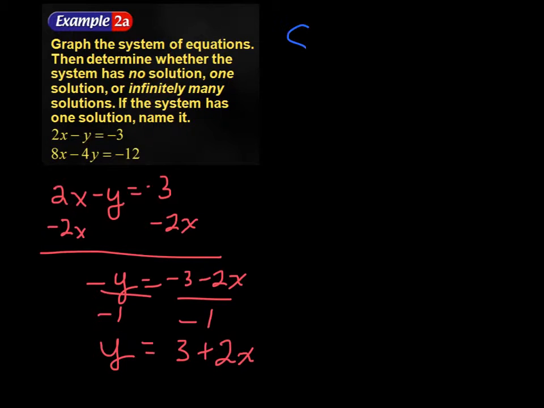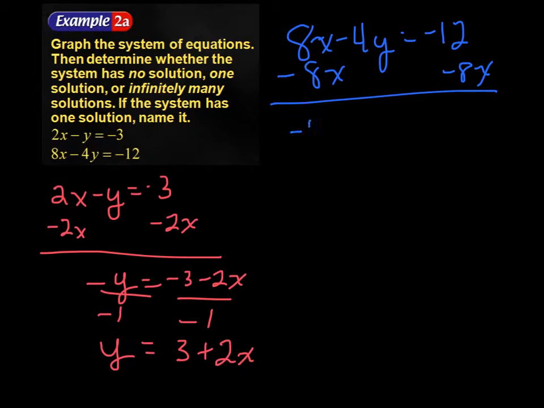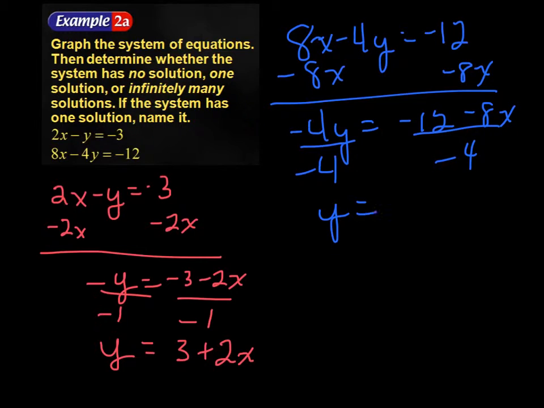And then my other equation, 8x minus 4y equals -12. Subtract 8x. So negative 4y equals negative 12 minus 8x. Divide both sides by negative 4. So y equals 3 plus 2x.